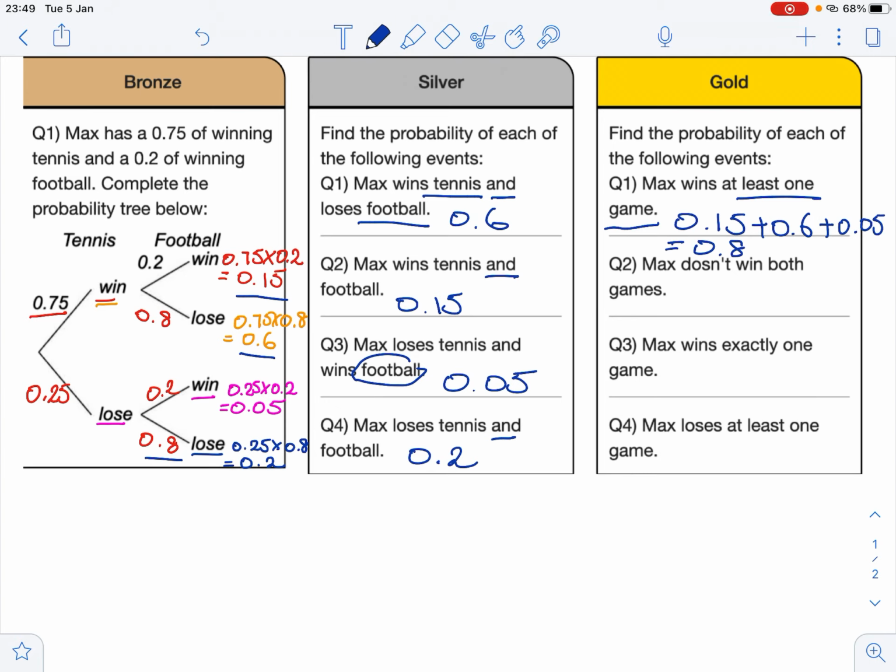Question 2. Max didn't win both games. That means Max loses both games. So it would be lose and lose. Or Max winning and Max losing. Again, this means he's not winning both games. So the probability is 0.6.